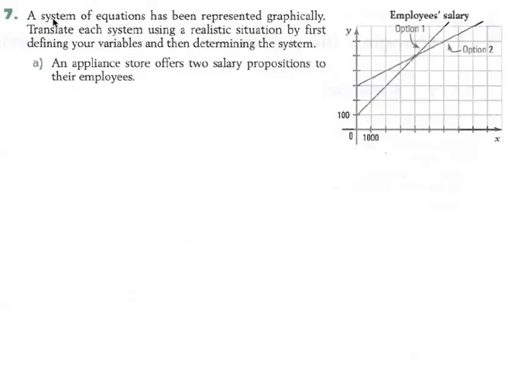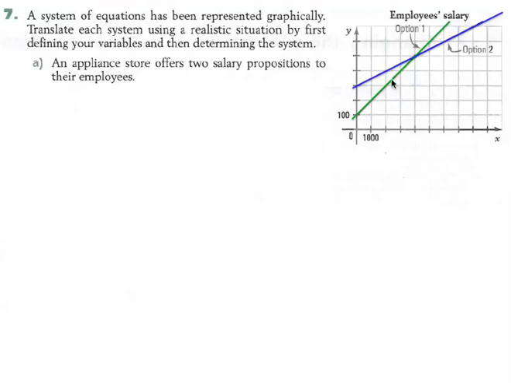Question 7. A system of equations has been represented graphically. Translate each system using a realistic situation by first defining your variables and then determining the system. A. An appliance store offers 2 salary propositions to their employees. Okay, so option 1, which I've opted to color green, and option 2, which I've colored blue.